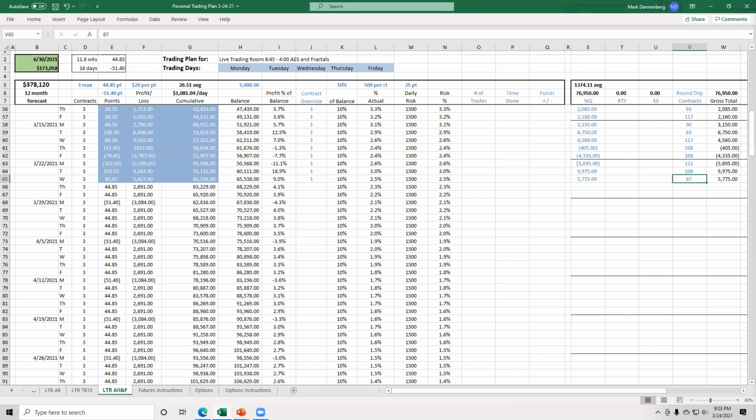Rob's asking, the 20-point plan is done in 1 to 3 hours, but are you able to trade 5 or 6 or more contracts on the 20-point plan? Trade as many contracts as you want, Rob. I think you need to gain some experience with it first.